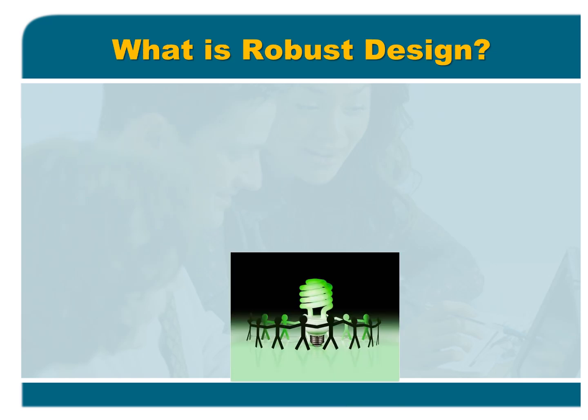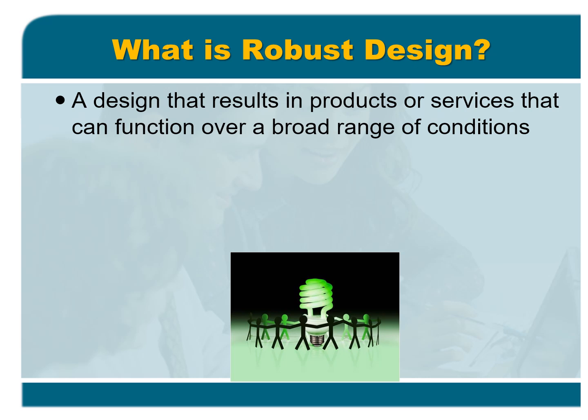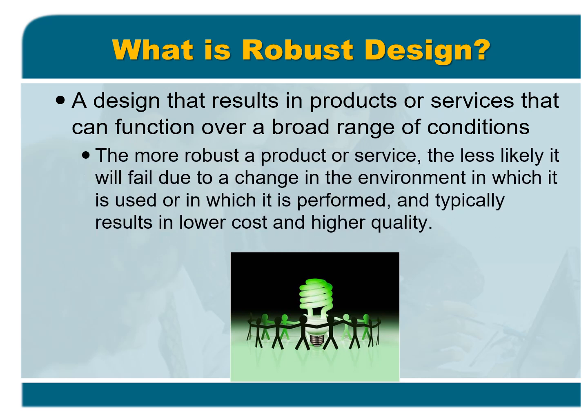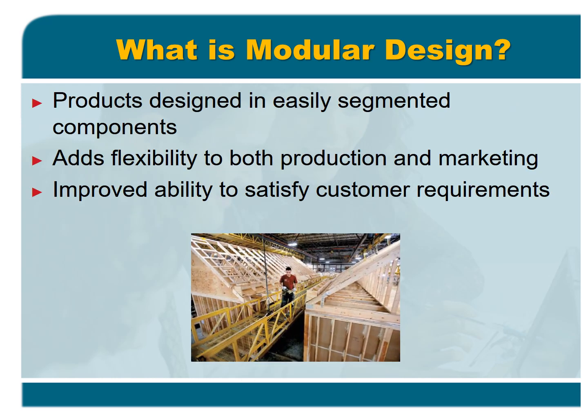So first of all, what do we mean by robust design? It's one that results in products or services that can function over a broad range of conditions. The more robust it is, the less likely it will fail due to a change in the environment in which it's supposed to be used or performed, and typically results in lower cost with higher quality. Modular designs are products designed in easily segmented components. It adds flexibility to both production and marketing, and improves the ability to satisfy customer requirements.